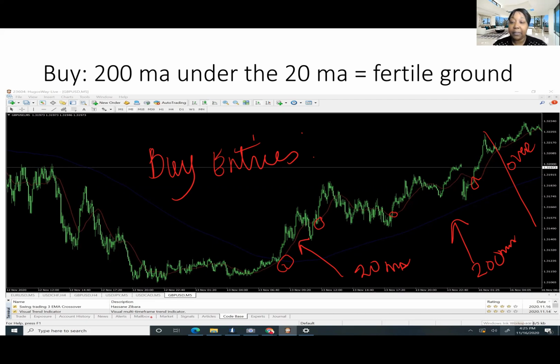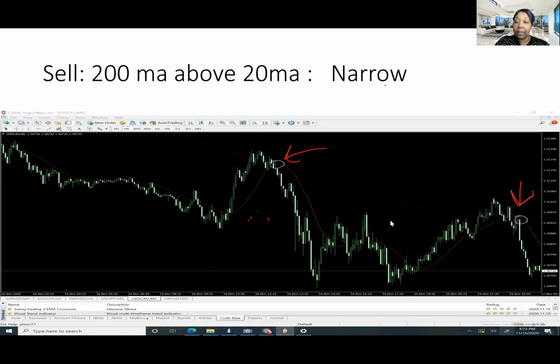In order for me to get into a buy, you see the 200 moving average, in blue, is below the 20 moving average, in red. Now, before I get into an entry, the candlestick has to be above, at, or near the 20 moving average. Not below it, but at or near, meaning above it, just as shown right here. That will be an opportunity to get in. Another opportunity here, another opportunity.